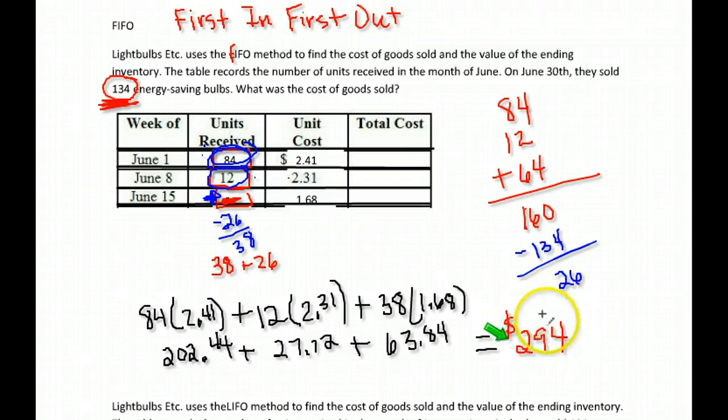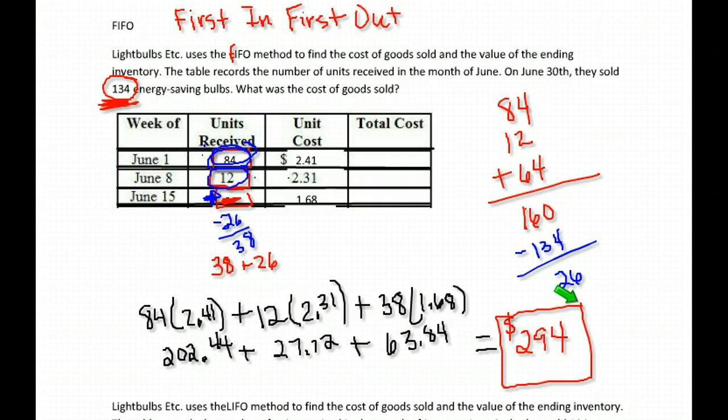$294. So with the first in, first out method, the value of the goods we sold, these are the items we sold, not the ones we still have on hand, was $294. That was their value.